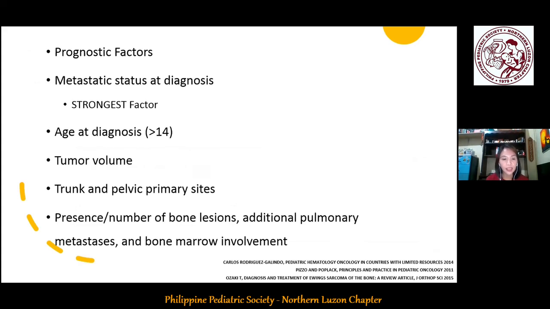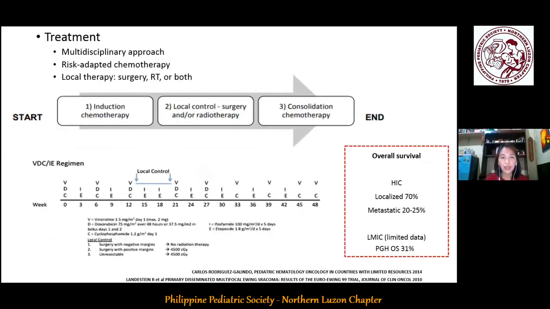Metastatic disease, older age, large tumor size, and trunk and pelvic primary sites are usually associated with worse outcome. And the most important prognostic factor remains the presence of metastatic disease up front. For the treatment, we have a multidisciplinary approach, a risk-adapted chemotherapy, and for the local therapy, we can do surgery, or radiotherapy, or both. In principle, if the tumor is resectable, surgery is the preferred method. Radiation therapy is used for cases of unresectable tumors or after surgery if the resection margins are positive. Despite the improvement of treatment, the prognosis for patients with metastatic disease continues to be extremely poor, and only 20 to 25% survive.